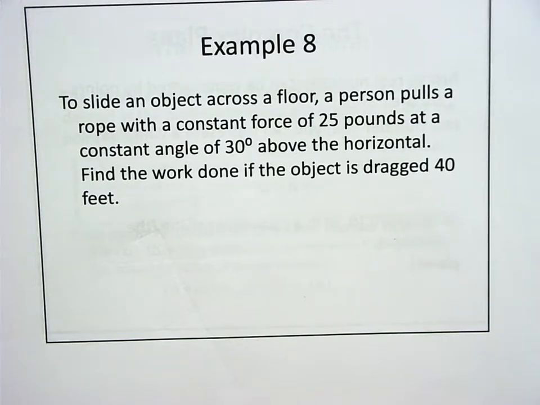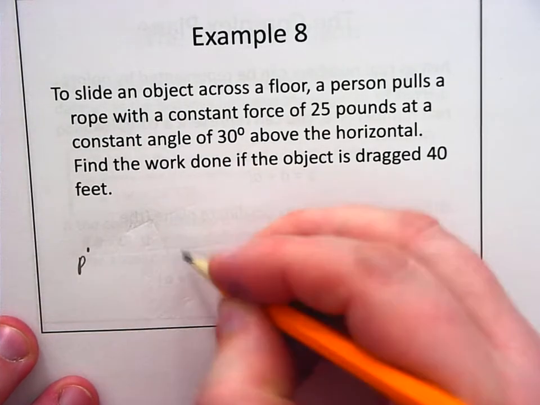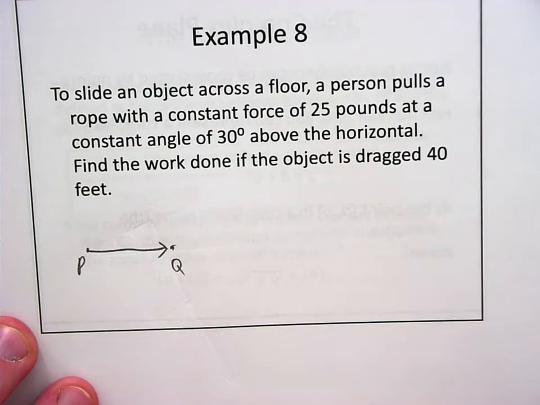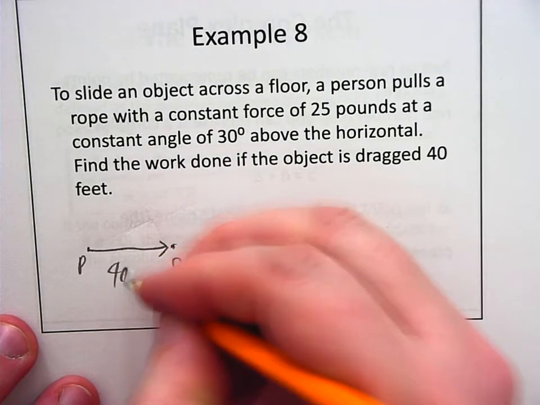Person pulling a rope with a constant force of 25 pounds at a 30-degree angle. Find the work done if the object's dragged 40 feet. So the 40 feet here is from P to Q. You're dragging the object here. Well, what's that as a vector? 40, 0.